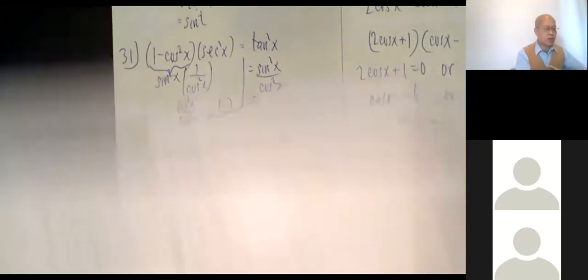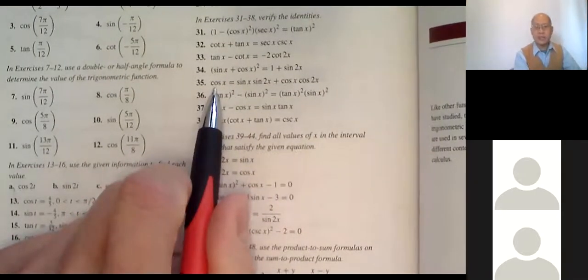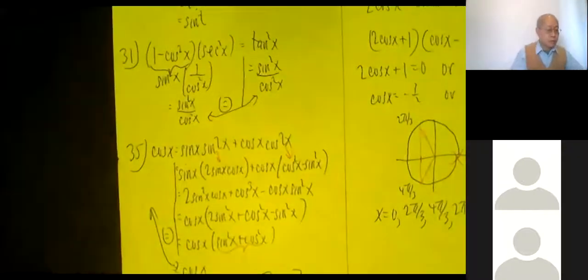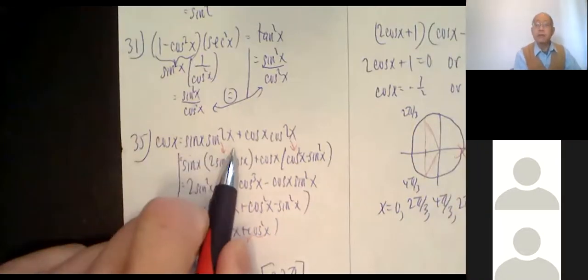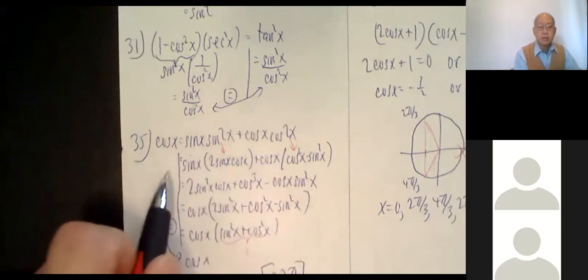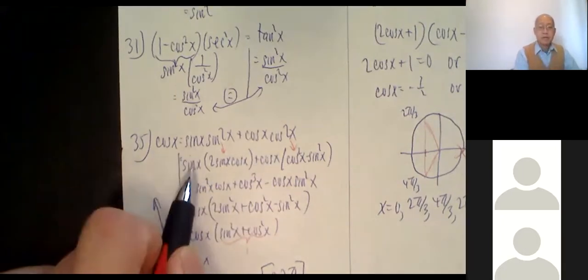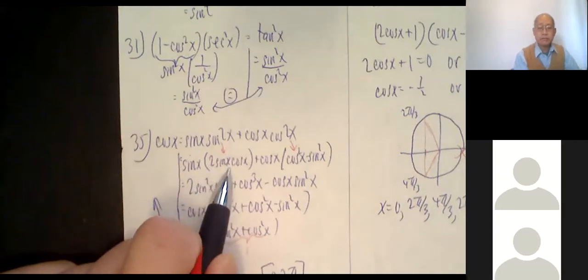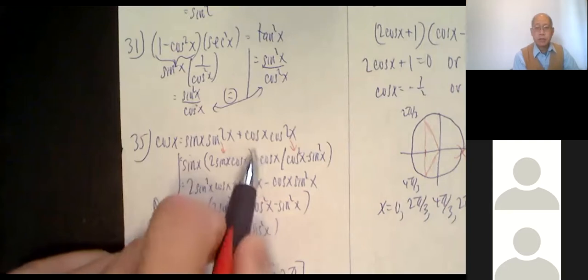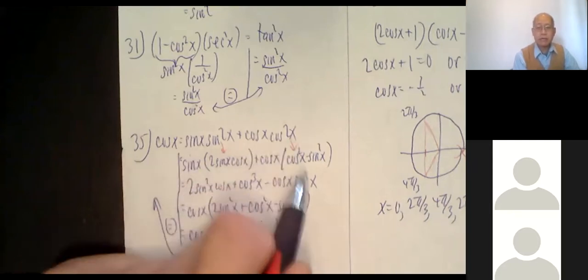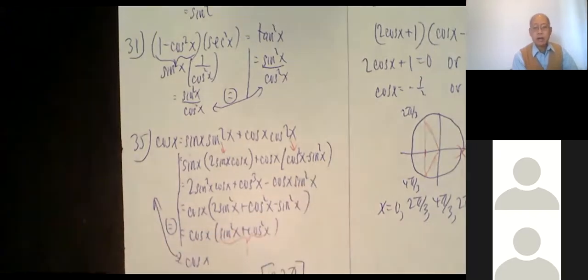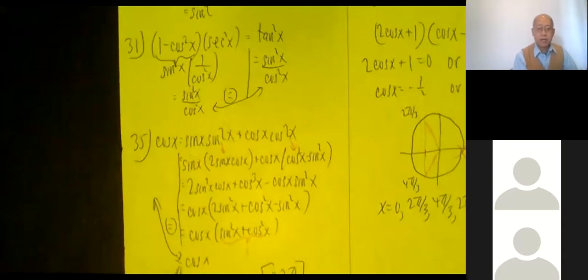Okay, so for 35, this one, cosine x, that's already pretty easy. Nothing to do. So all the action is on the right side. Okay, sine x, sine 2x, plus cos x, cos 2x. Okay, so there's my barrier line. Leave that alone. Sine of 2x by formula, 2 sine x cosine x. Just take it right off your cheat sheet. Cosine of 2x by formula, cosine squared x minus sine squared x.